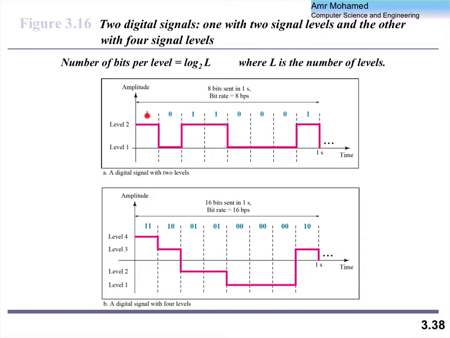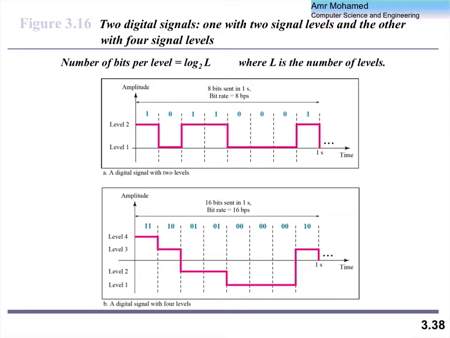We also notice that if we have these number of bits and we want to send 8 bits per second, it means that we have 8 of these bits in a duration of 1 second. If we change this digital signal representation and increase the number of levels, instead of having only 2 voltage levels, we can have 4 voltage levels, as you can see here.